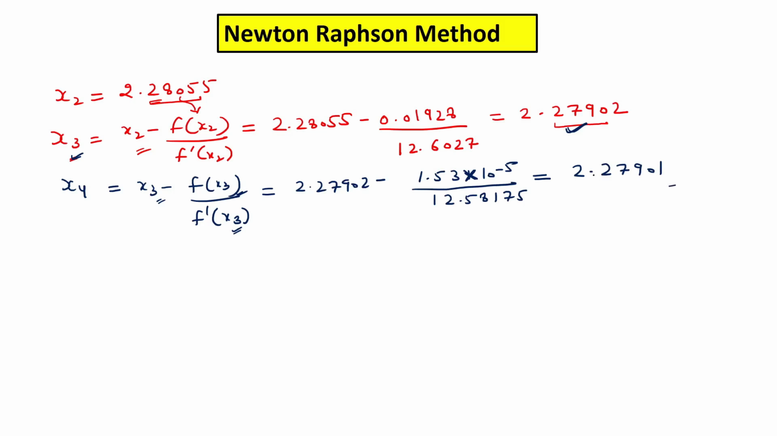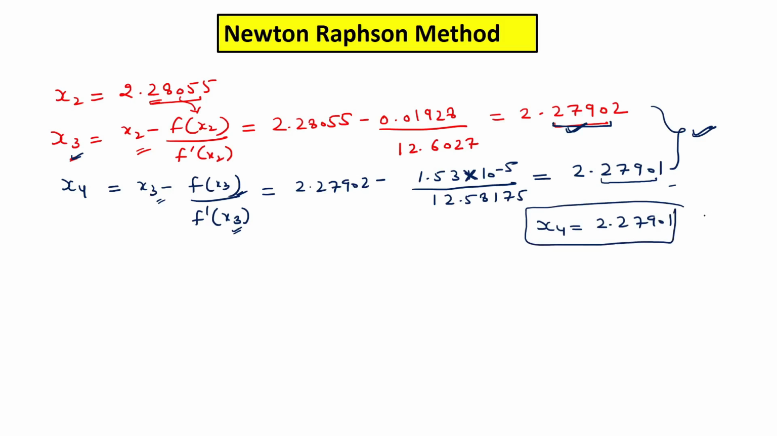So here we can see after this dot, we are getting 2790, and in x3, we were getting 2790 after this decimal place. So here x3 and x4, they are matching in their 4 digits, okay, after the decimal place. So here we can say we have got our matching criteria fulfilled. Okay, so now we can say our x4 equal to 2.27901 is our root for the given function. Okay, and we can stop now.